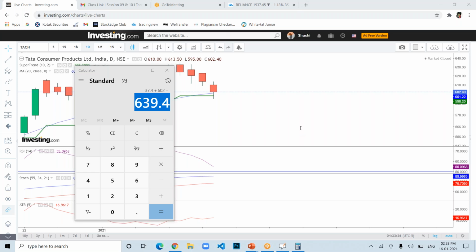Am I audible? I think my Wi-Fi got disconnected in between. Yes. And you all can see my screen, right?